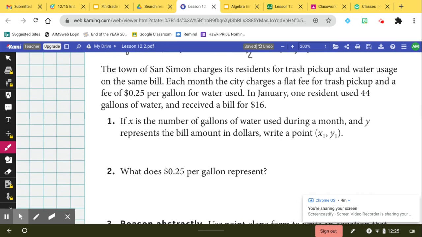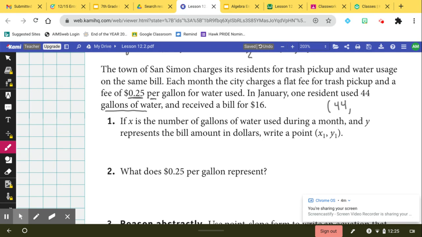So then it says the town of San Simon charges its residents for trash pickup and water usage on the same bill. Each month, the city charges a flat fee for pickup and a fee of 25 cents per gallon of water used. Remember, when we're talking about per, that means multiplication. So that's going to be my slope. Then it says in January, one resident used 44 gallons of water and received a bill for $16. So my independent variable is the gallons of water, so that's my x. So 44.